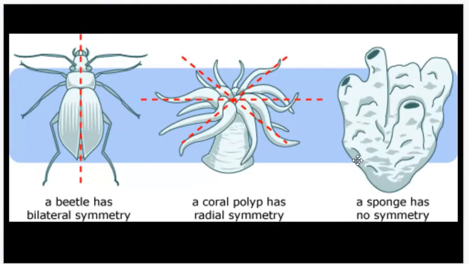This picture shows another example. This creature on the left, the beetle, has bilateral symmetry. This creature, a coral polyp, has radial symmetry. And this creature on the right has no symmetry.